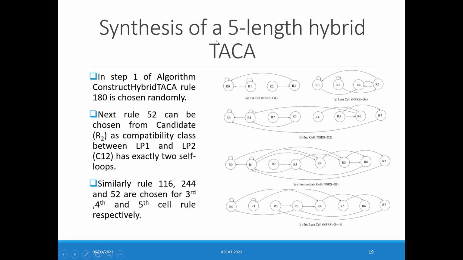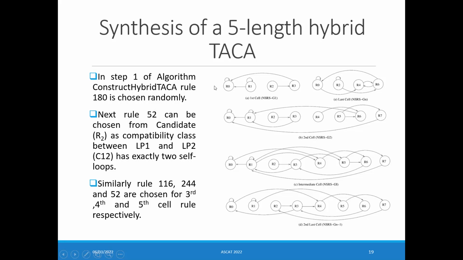This is one example of synthesizing a TACA of length 5. As we can see, we can choose any TACA rule among all 15 TACA rules, randomly choosing one of them. Suppose we have identified 180 as the first cell rule. Next, we have to compute the compatibility class between 180 and the second cell rule.